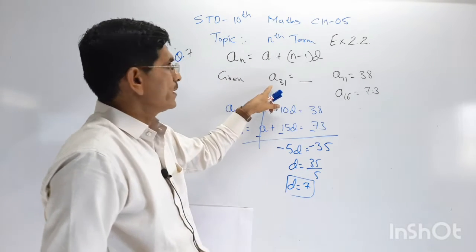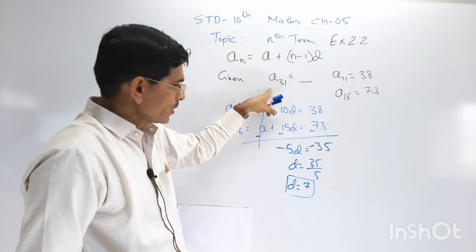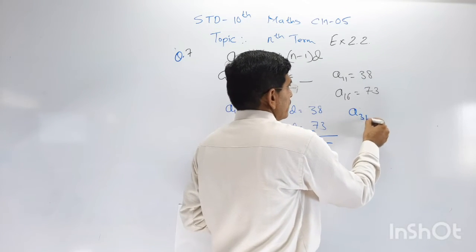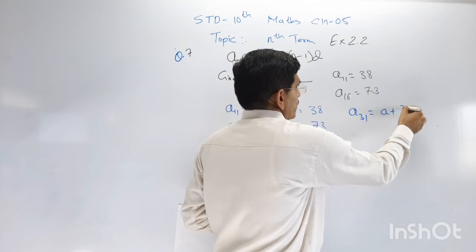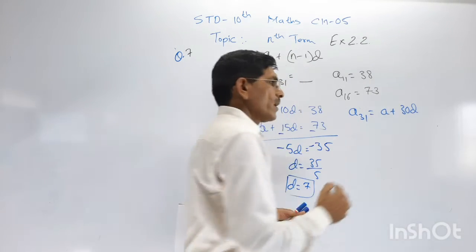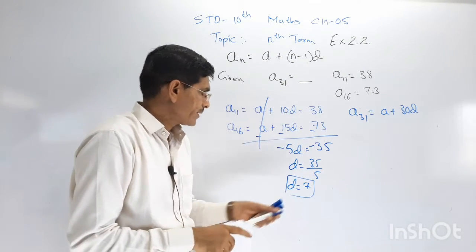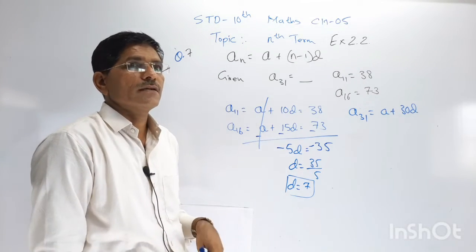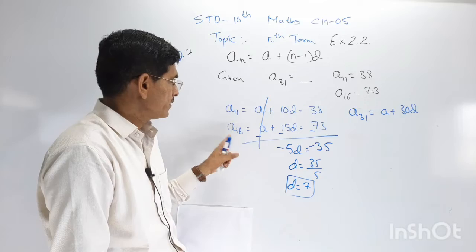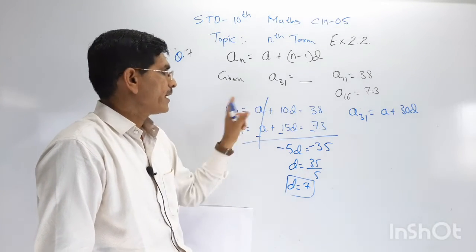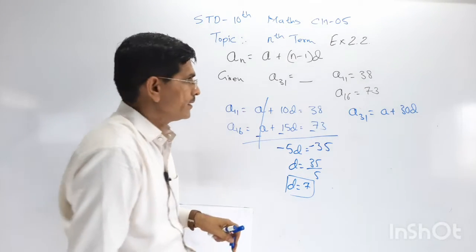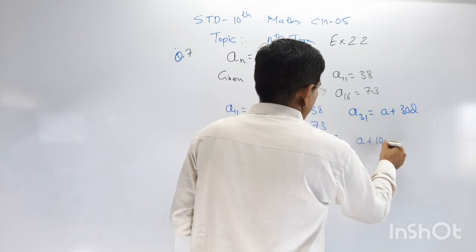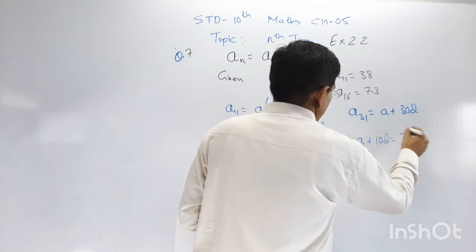What do I have to find out? A31. So if I want to find out A31, then what is the formula? A31 is equal to A plus 30D. So first of all I have already found D, that is 7. Now what do I have to find again? By putting this here, I can find A. So A plus 10D is equal to 38.